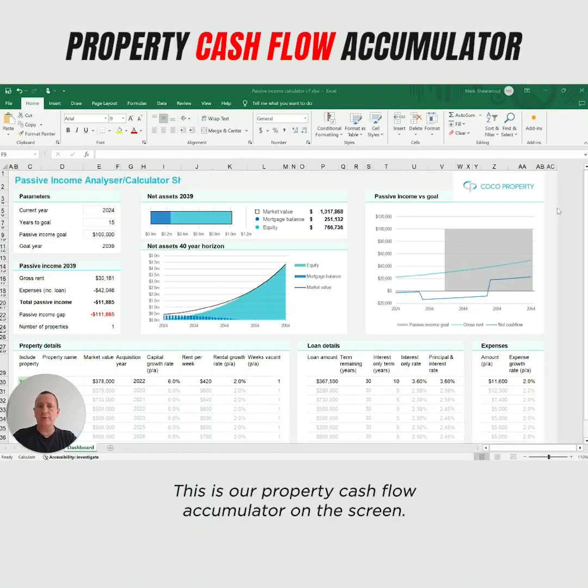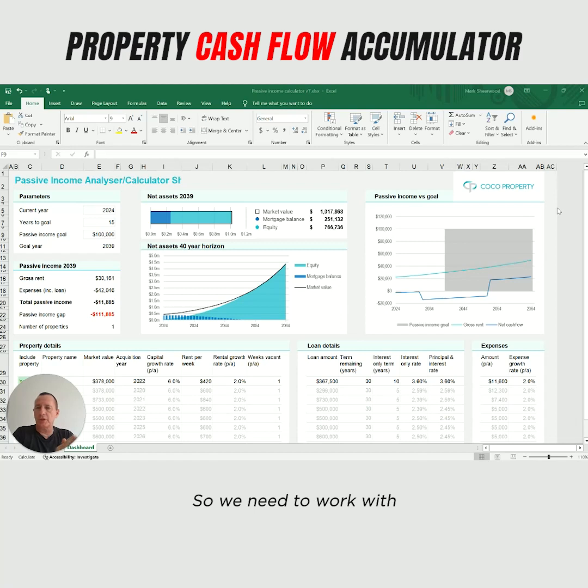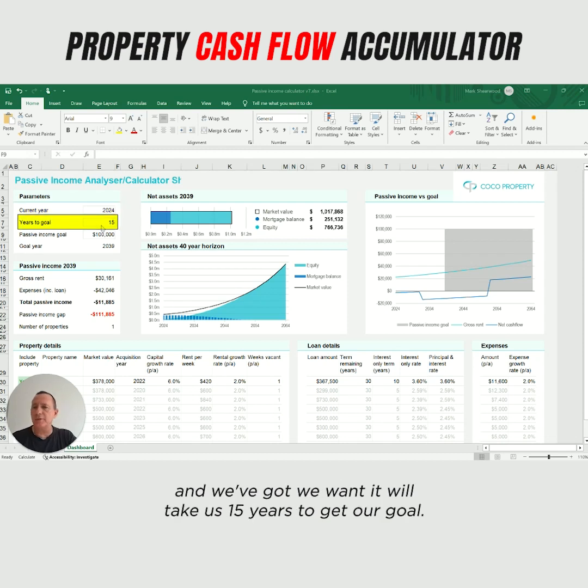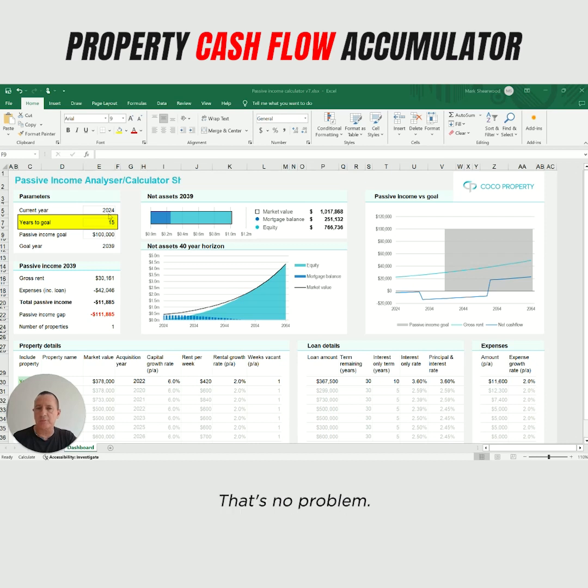Now, let me show you a real life example of how our spreadsheet works. This is our property cash flow accumulator on the screen. What I was going to explain to you is that we need to have an end goal. So we need to work with where you are and where you want to be. In my system, up the top here, it's got current year, so we put in 2024. It will take us 15 years to get our goal. Now we can change all these figures, right? There's no problem. That's the whole idea about the whole system.